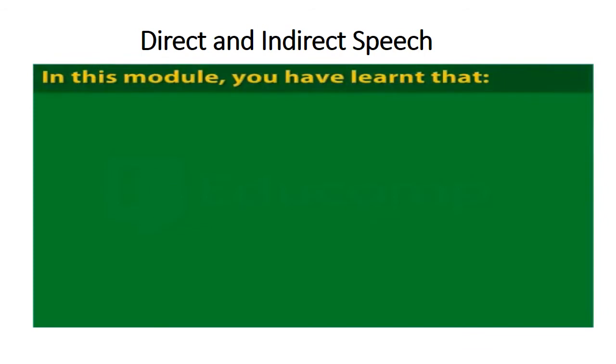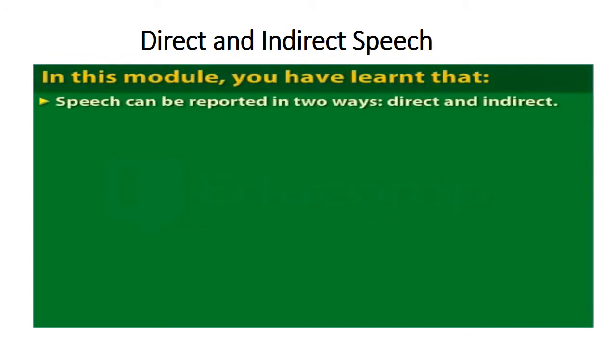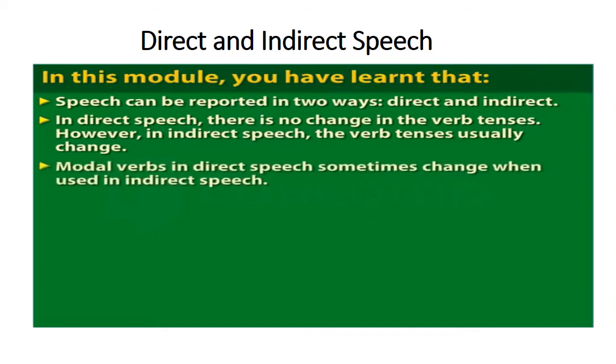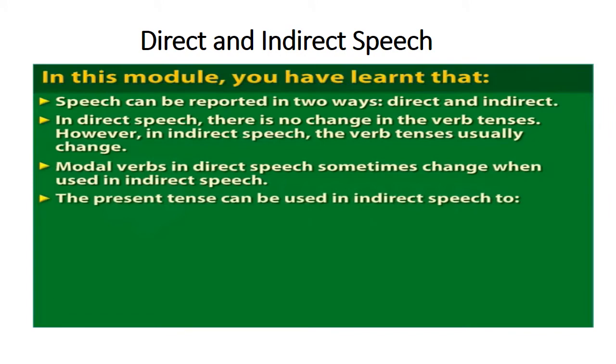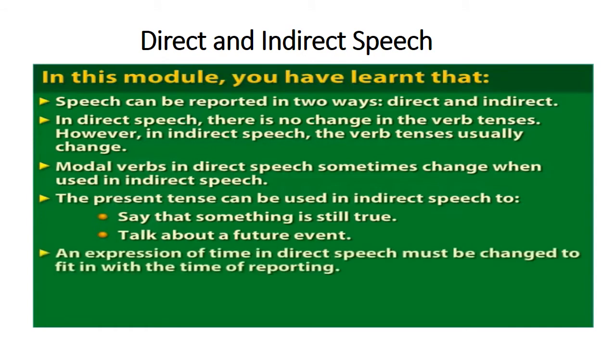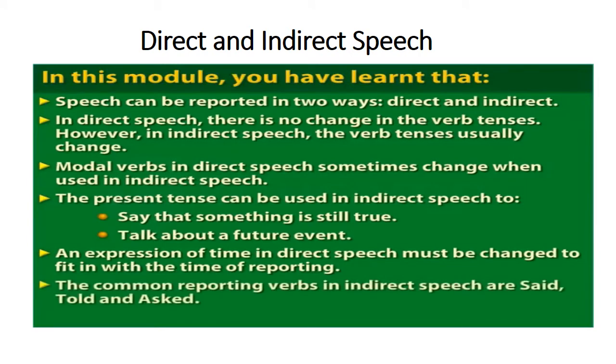In this module, you have learned that speech can be reported in two ways, direct and indirect. In direct speech, there is no change in the verb tenses. However, in indirect speech, the verb tenses usually change. Modal verbs in direct speech sometimes change when used in indirect speech. The present tense can be used in indirect speech to say that something is still true, or to talk about a future event. An expression of time in direct speech must be changed to fit in with the time of reporting. The common reporting verbs in indirect speech are said, told, and asked. That may or may not be used in indirect speech.